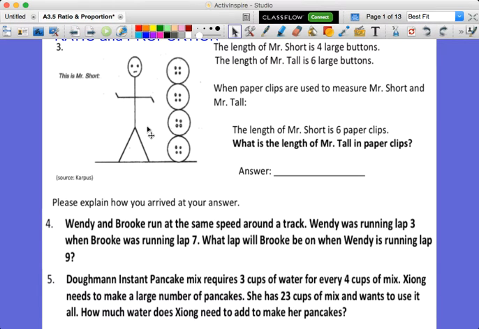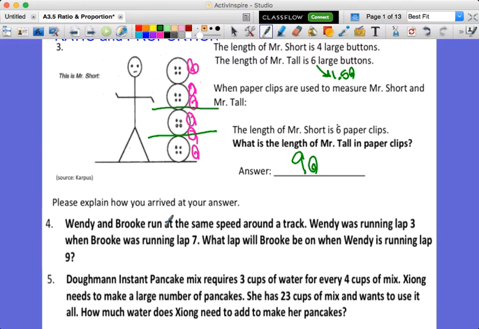All right, as you come back here, we have Mr. Short is 4 buttons, Mr. Tall is 6 buttons, and we've got to figure out how many paper clips he is. So as we work through this, if we know he is 1, 2, 3, 4, 5, 6, we can note that 2 buttons is 3 paper clips, or 1 button is 1.5 paper clips. So I need to multiply Mr. Tall by 1.5 paper clips, and we're going to get 9 paper clips. 8 is the wrong answer. You do not get to add 2.